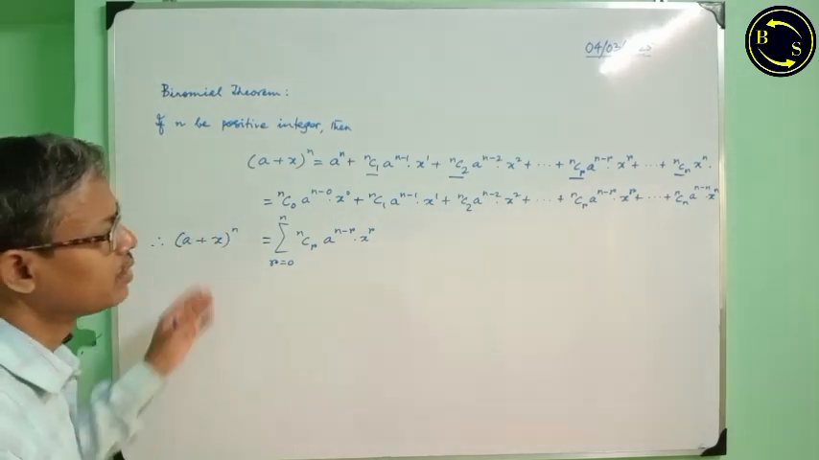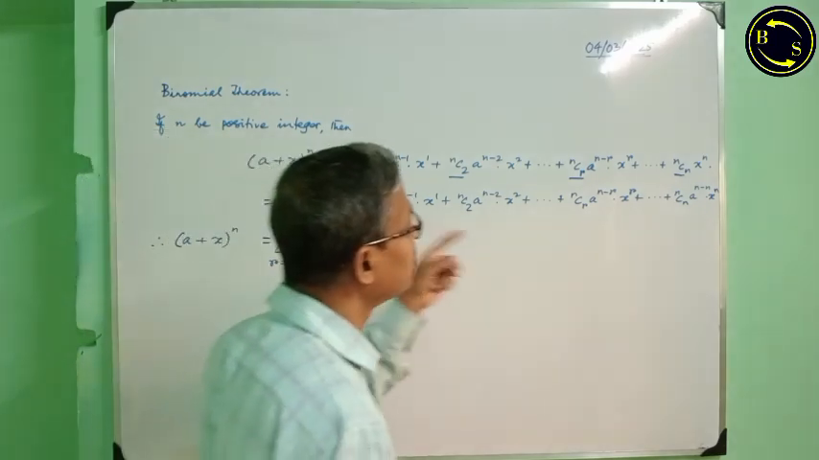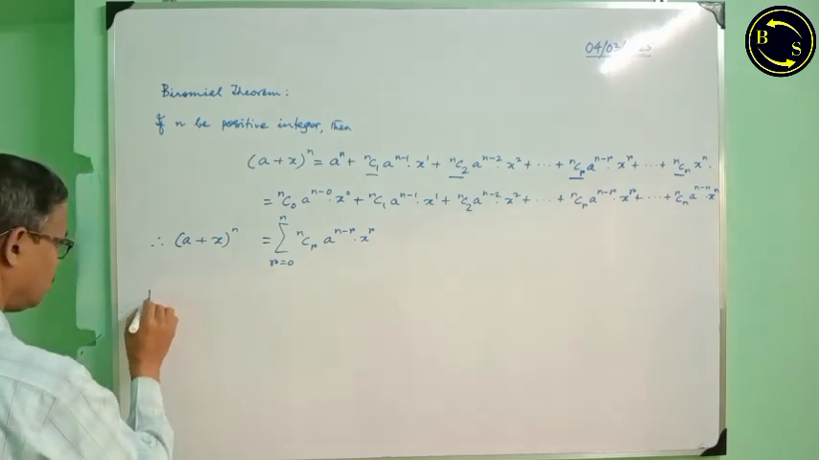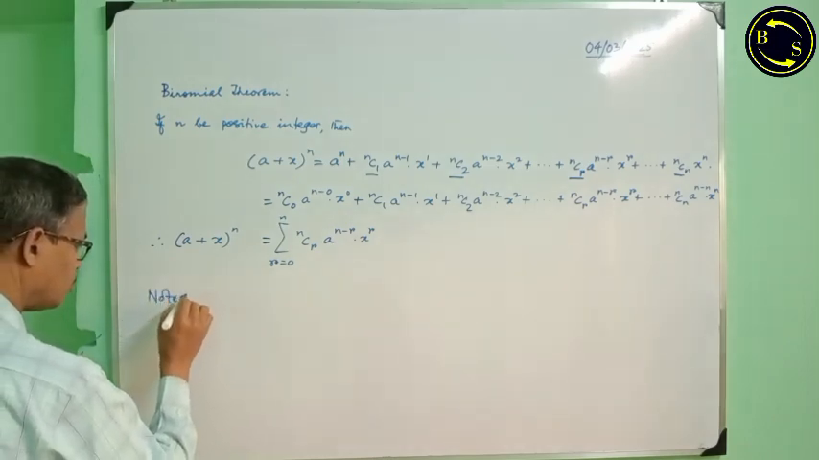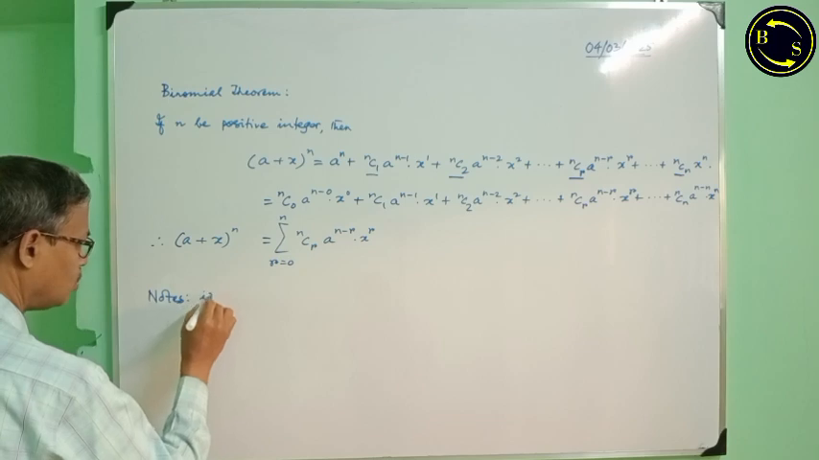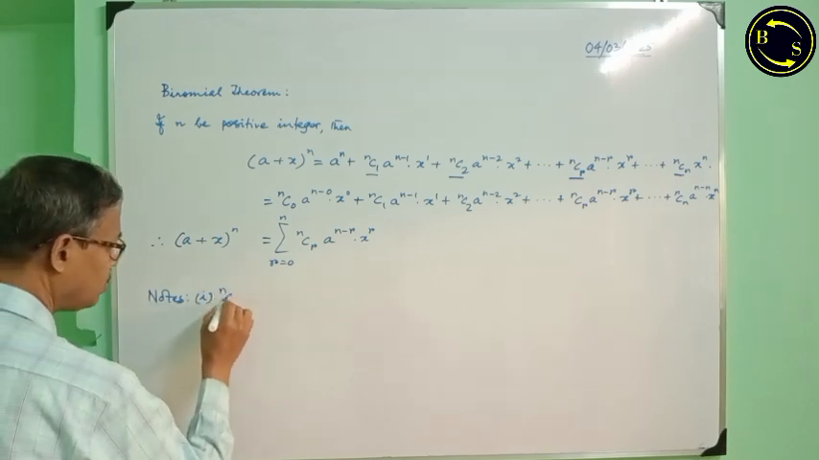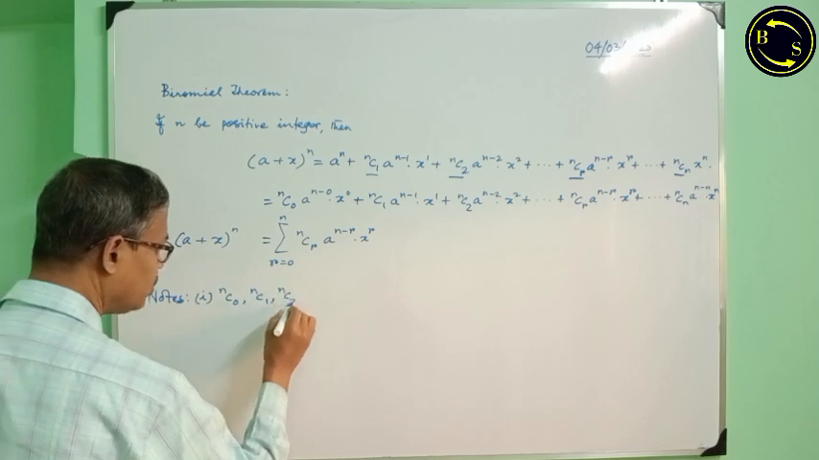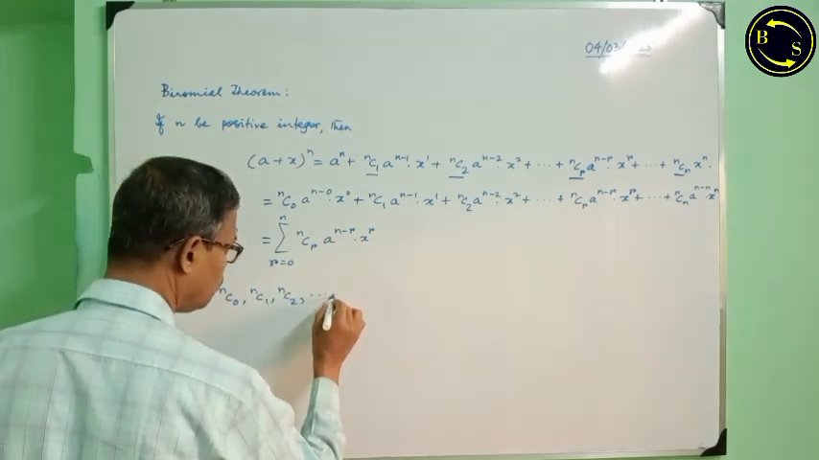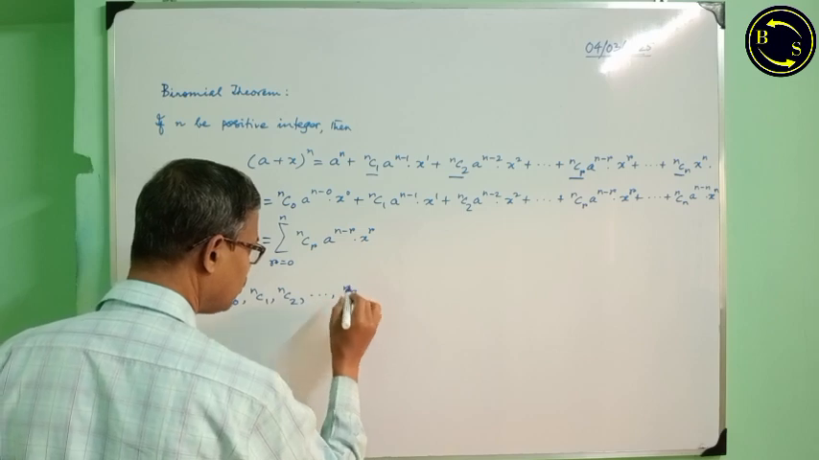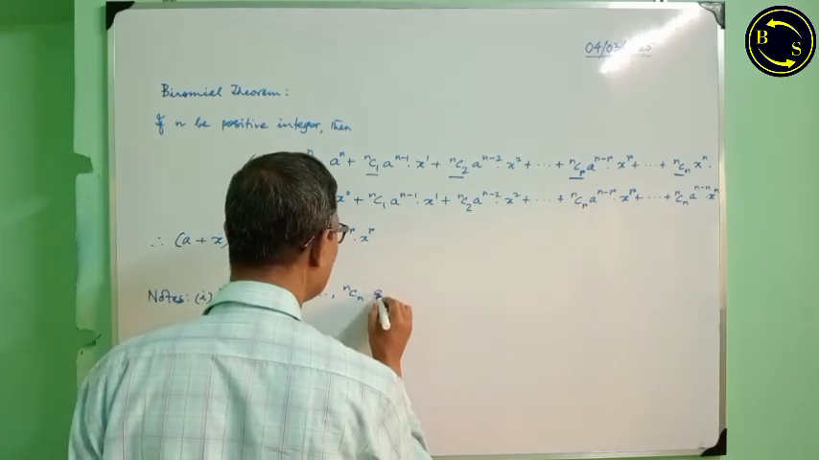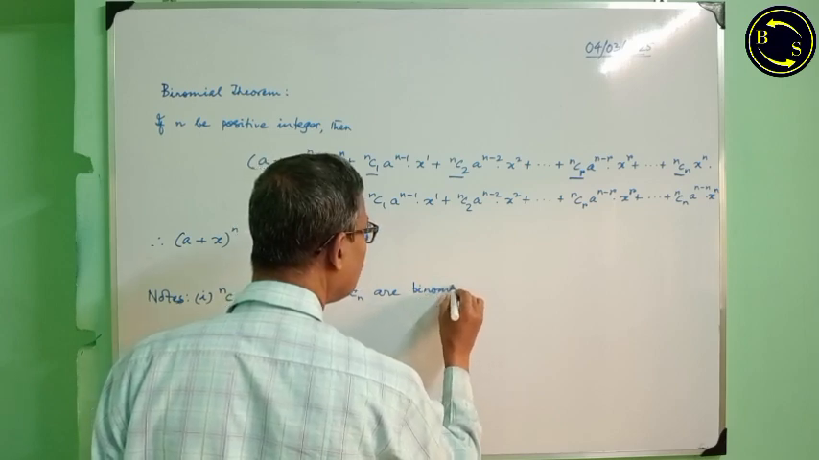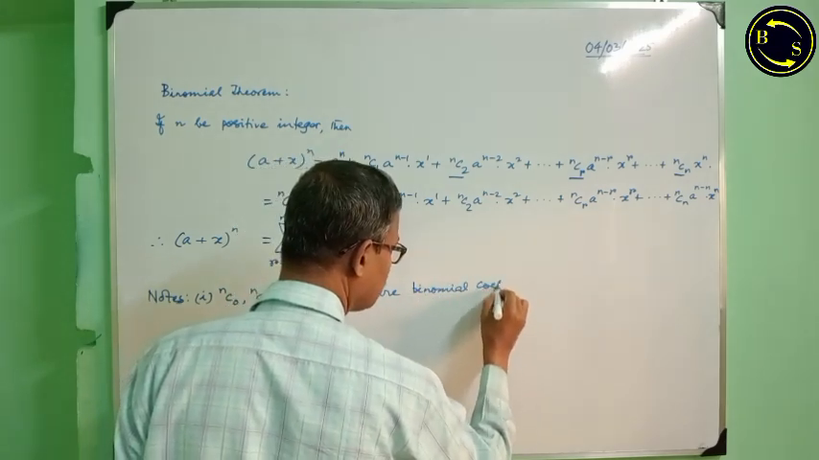Now let us clarify the symbols we have used. Notes: 1, nc0, nc1, nc2, ncn are binomial coefficients.